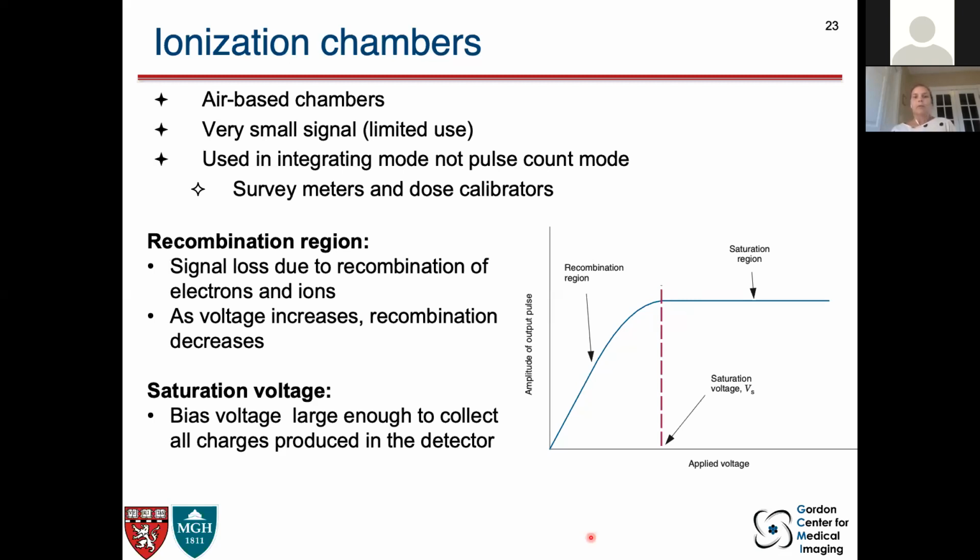But the signal from an ionization chamber is very low, so their use is kind of limited. A few applications are survey meters that are used to monitor radiation levels for radiation protection purposes. And then there are also dose calibrators that are used to measure activity levels in syringes and vials that contain radiotracers. And also pocket dosimeters may use ionization chambers, but they are very inefficient for X-rays and gamma rays.